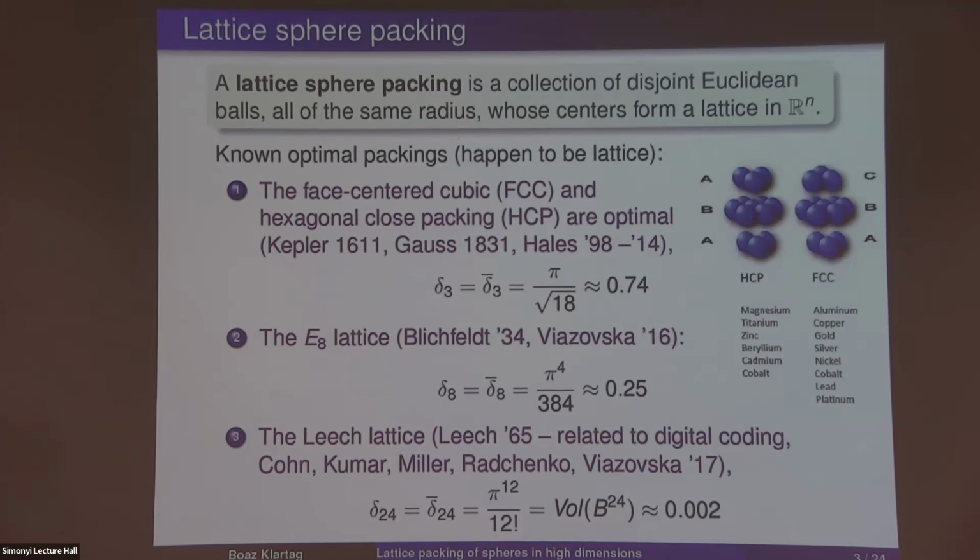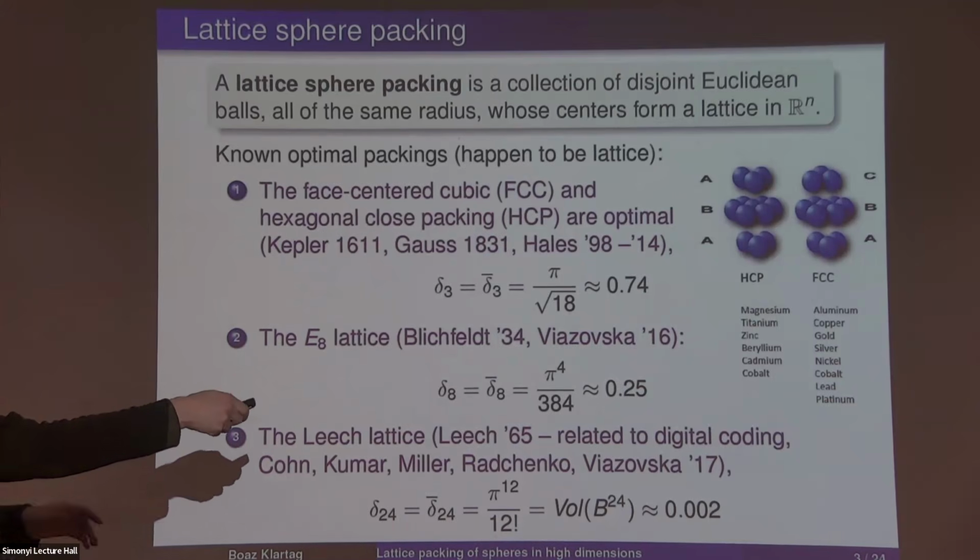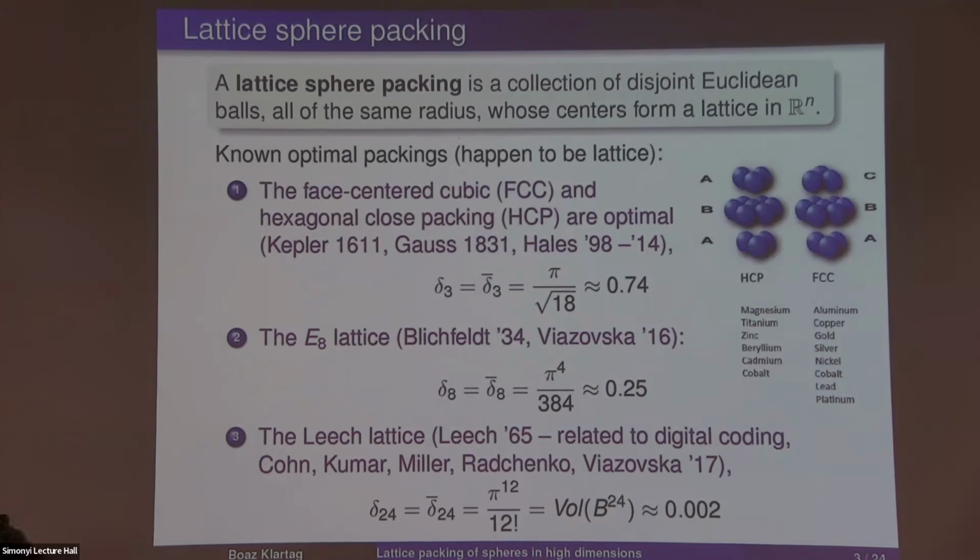If you have just two layers, everything is equivalent up to rotation. But now when you put the third layer, you have two options. There are twice as many holes as there are circles. So you can either go back to the first arrangement, or you have one bit of degree of freedom. You can have a different arrangement, and this is the difference between HCP and FCC. So this is about the case n equals 3.